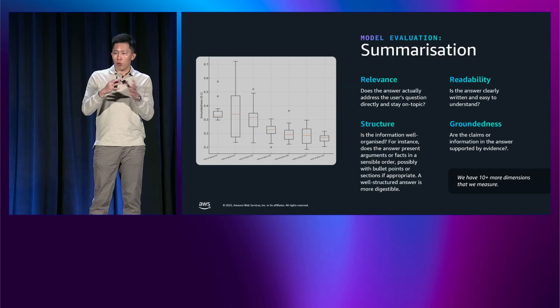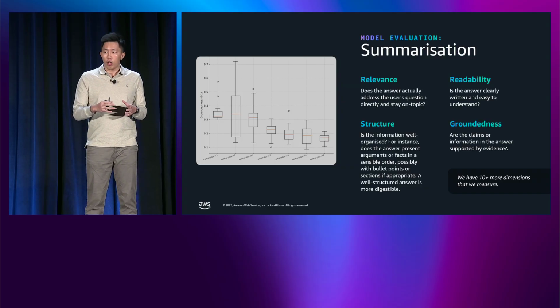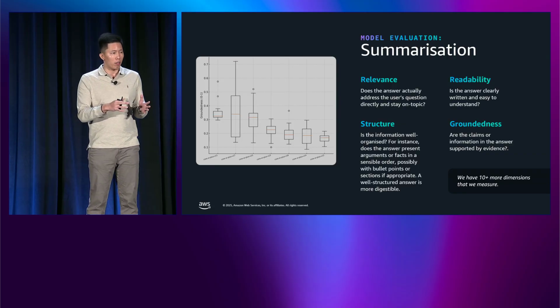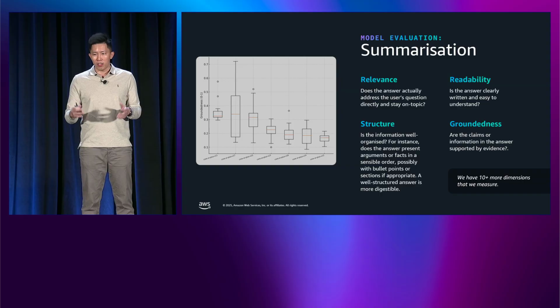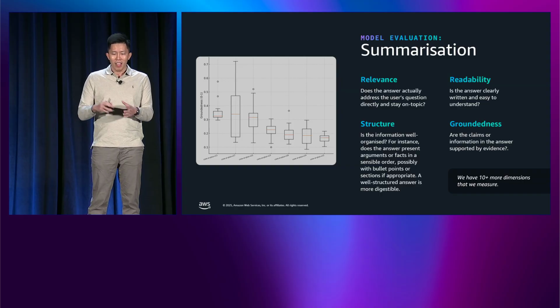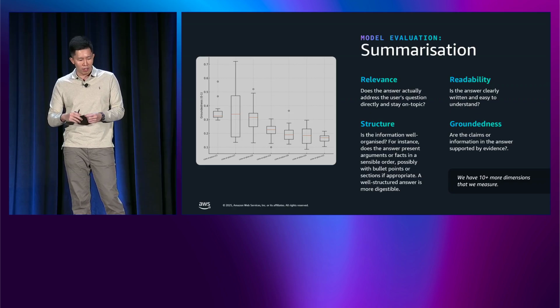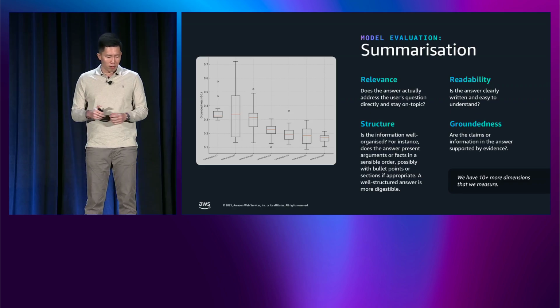3, is the answer well structured? And 4, groundedness. Is the final answer grounded in the context it was provided? We all know LLMs hallucinate, so what we found is that sometimes LLMs in the final answer will come up with facts that we did not provide it within the context. And groundedness is super important.